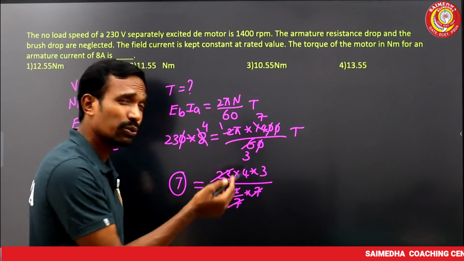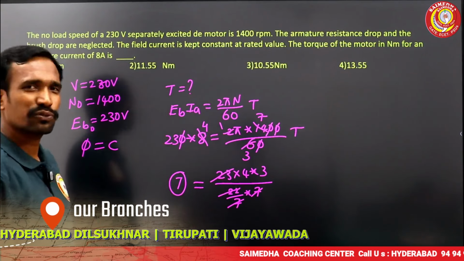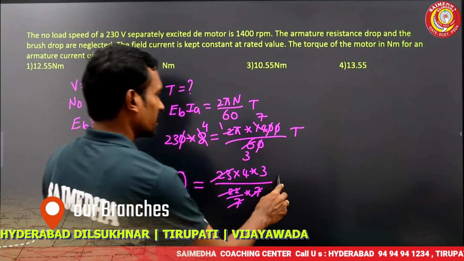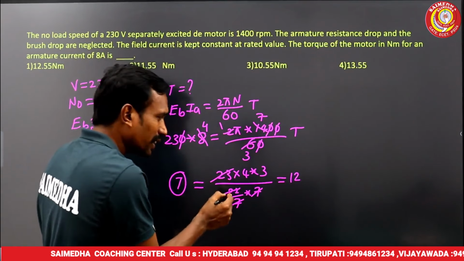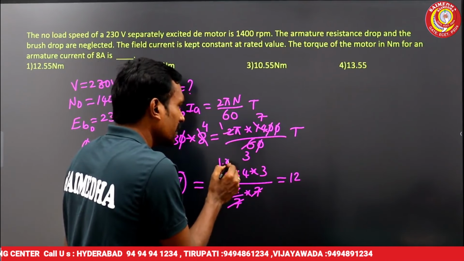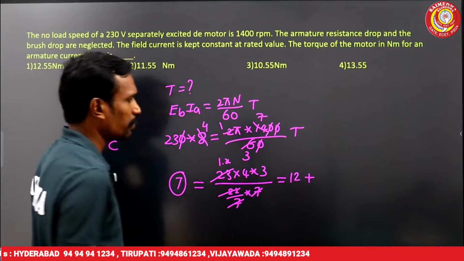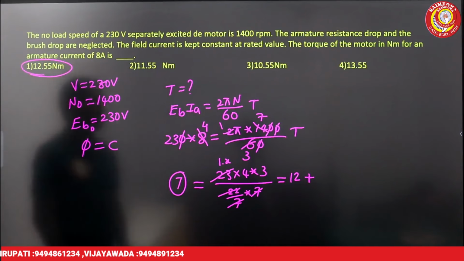Sir, this is not 22, it is 23. Approximation, sir. That is enough for approximation. 4 threes are 12, and since 23 is above 22, the value is slightly more. So 12 plus is your answer.